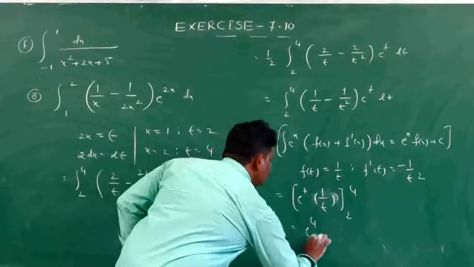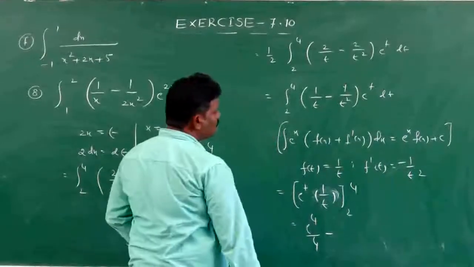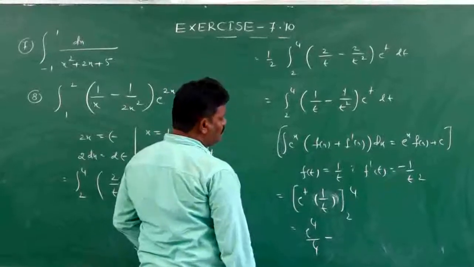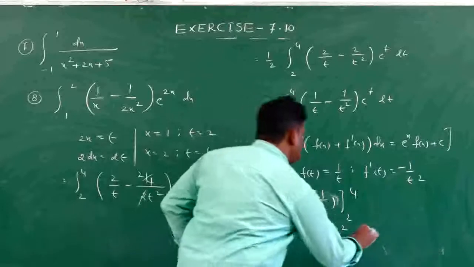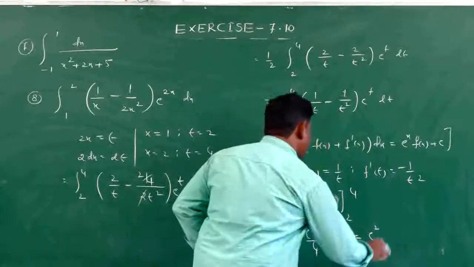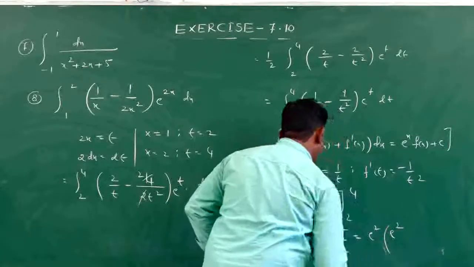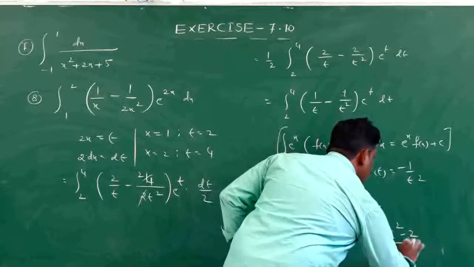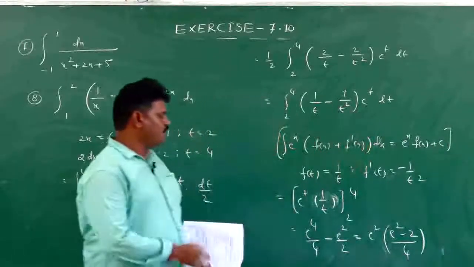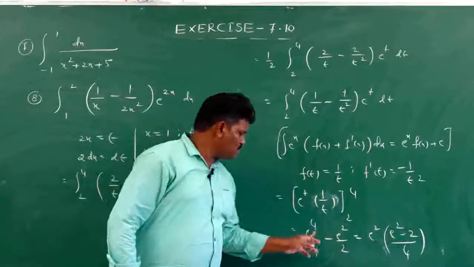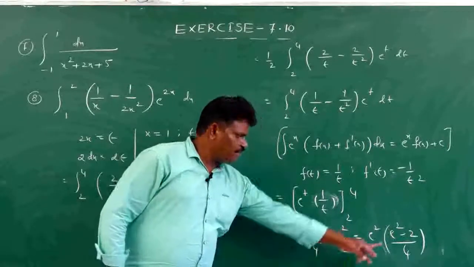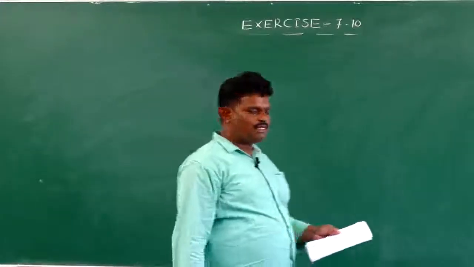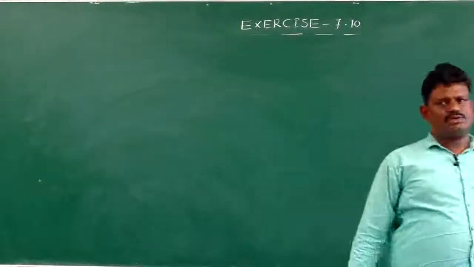Taking e square common, we get e square into (e square minus 2 by 4), which is e power 4 minus 2 e square, taking LCM, all over 4. That is the answer. So that exercise questions are over.